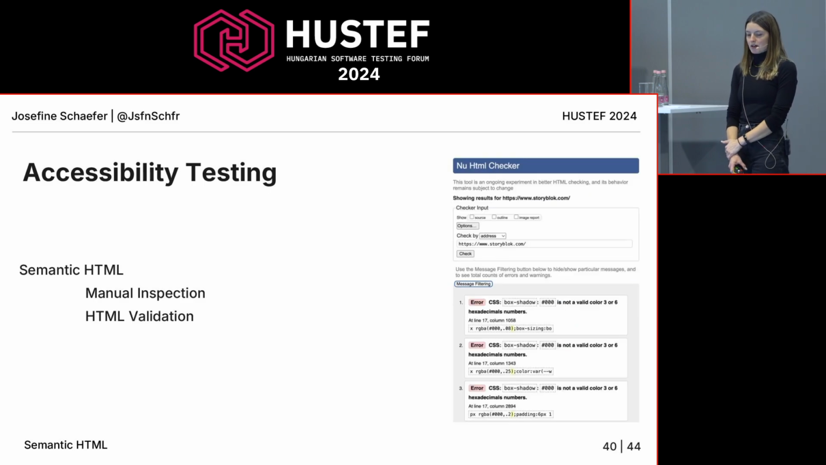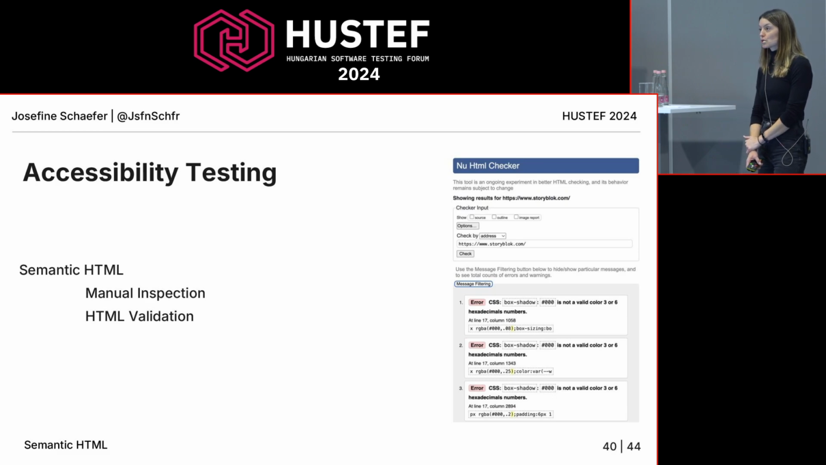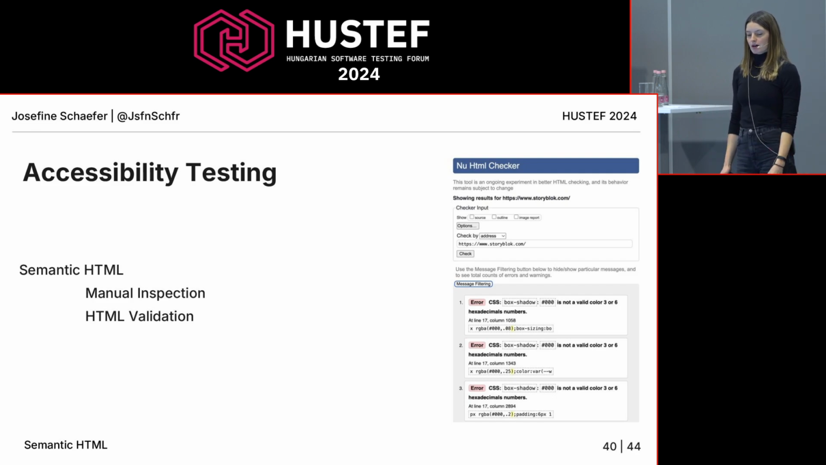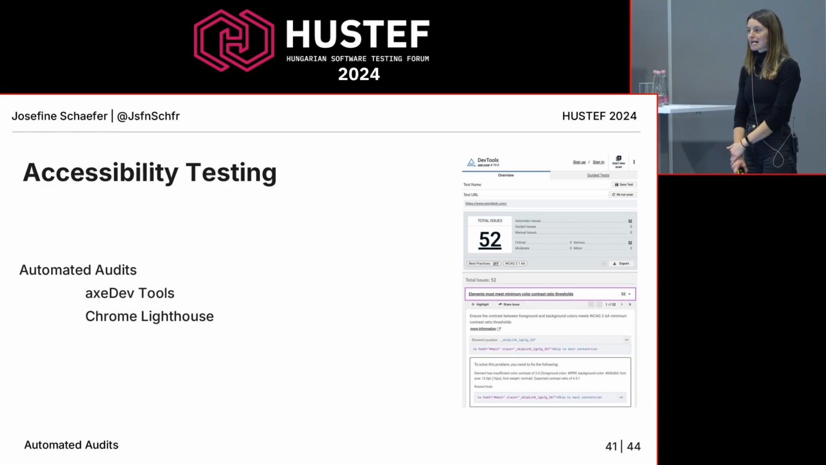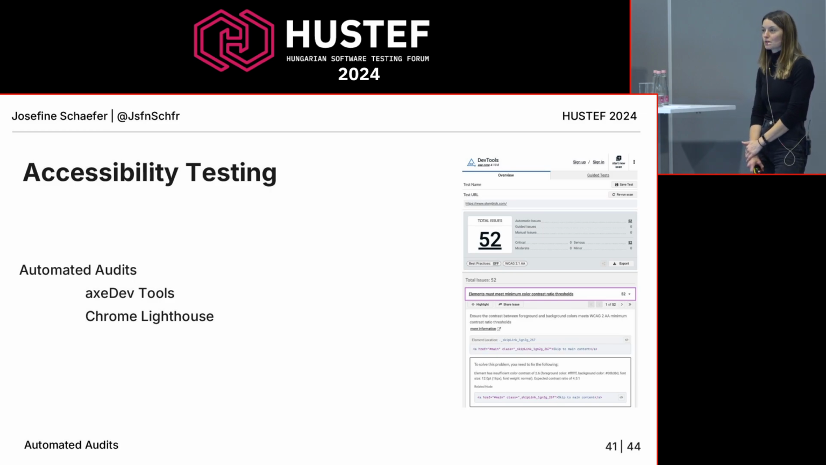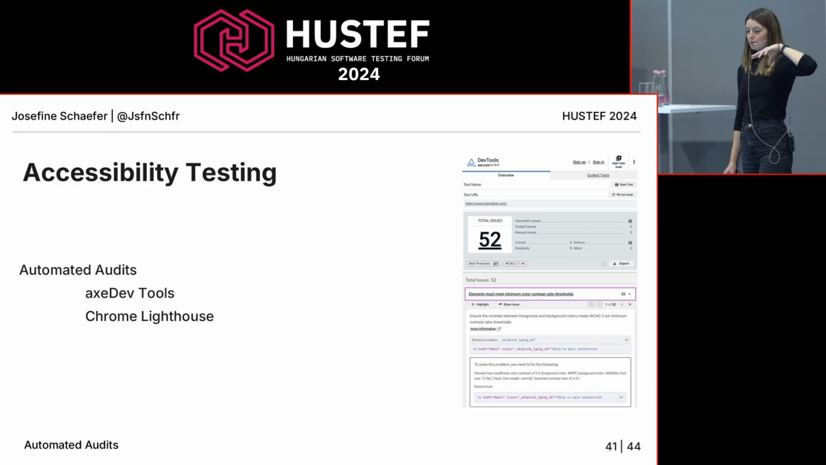We can also use something like HTML validation tools, which would give you an overview of many of the things that might be wrong on your page, and then you could deep dive from there. And that's actually a really good segue into the automated tools. So there's, for example, Axe DevTools, a plugin that you can use to run an automated audit on your entire page. And then it will give you an overview of all the things that it finds.